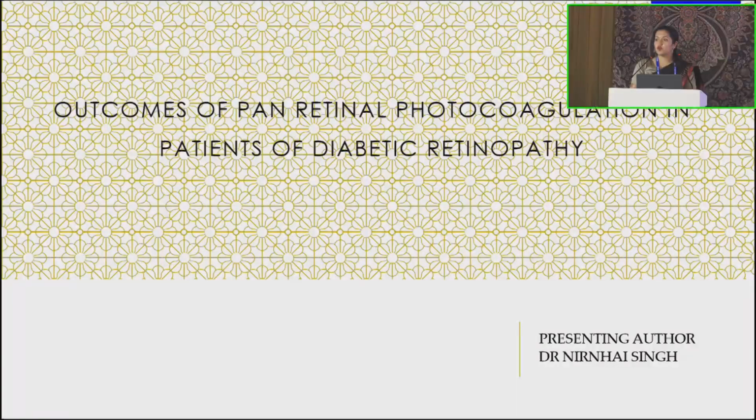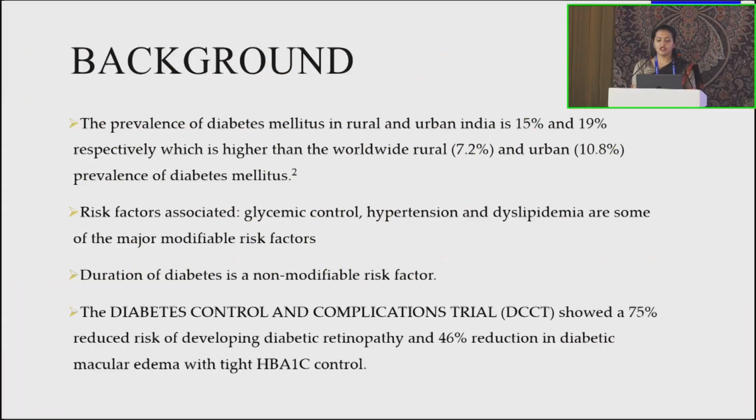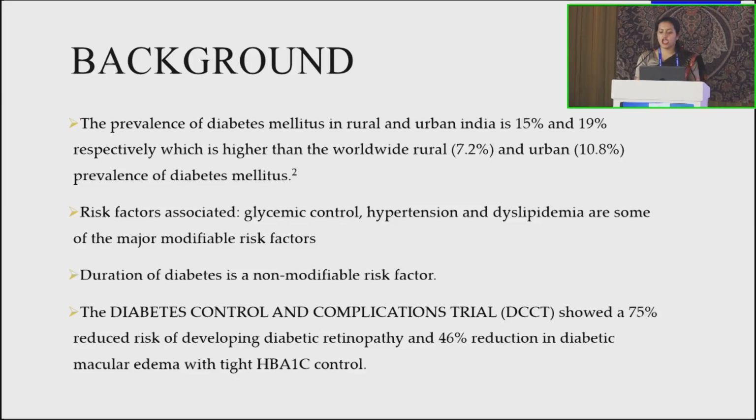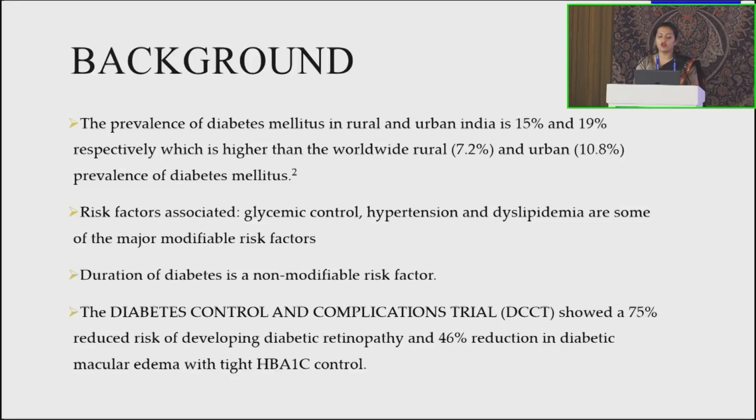Good afternoon, everyone. Outcomes of pan-retinal photocoagulation in patients of diabetic retinopathy. The prevalence of diabetes in urban India is 15% and in rural India is 19%, which is relatively higher than that of the world.